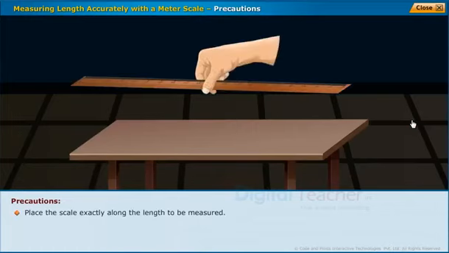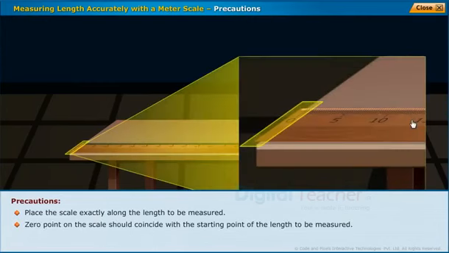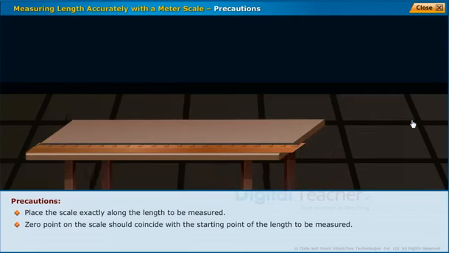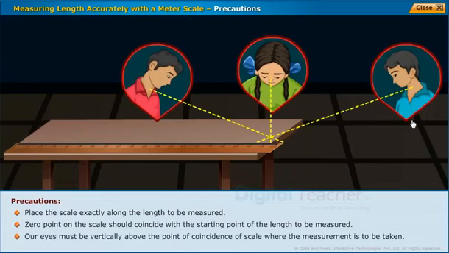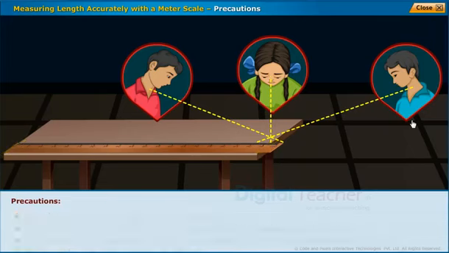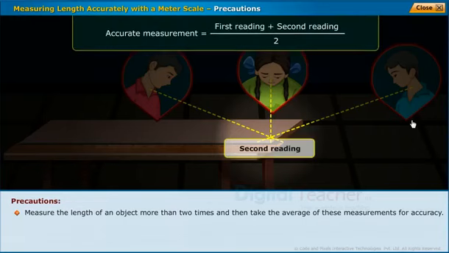Precautions. Place the scale exactly along the length to be measured. Zero point on the scale should coincide with the starting point of the length to be measured. Our eyes must be vertically above the point of coincidence of scale where the measurement is to be taken. Ensure that the ends of the scale are not worn out. Measure the length of an object more than 2 times and then take the average of these measurements for accuracy. That is, accurate measurement equals first reading plus second reading divided by 2.